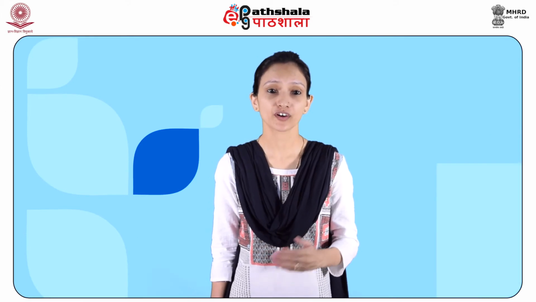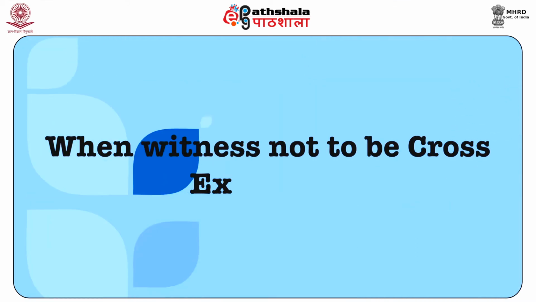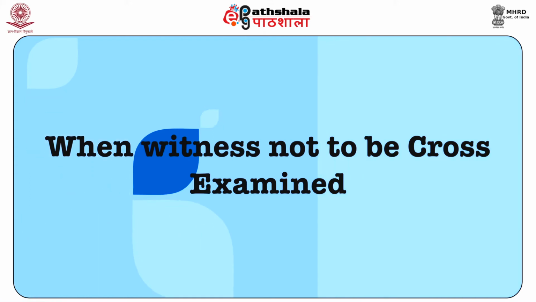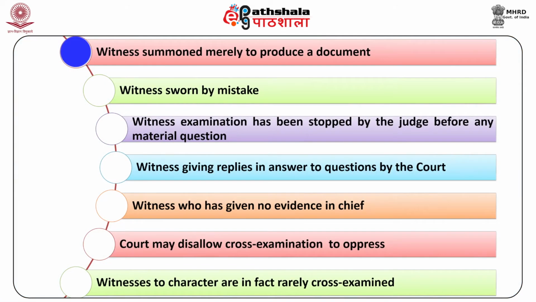Cross-examination is the most effective of all means for extracting truth and exposing falsehood. But if the adverse party has had liberty to cross-examine and not chosen to exercise it, the case is then the same in effect as if he had cross-examined. When witnesses are not to be cross-examined: a witness summoned merely to produce a document, a witness sworn by mistake.